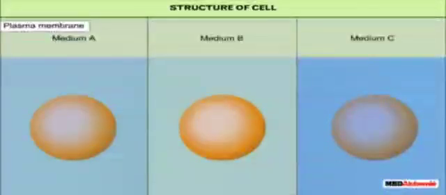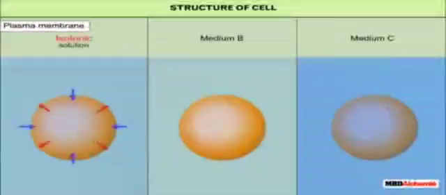Let us understand how. If the medium surrounding the cell has exactly the same water concentration as the cell, there will be no net movement of water across the plasma membrane. Such a solution is called isotonic solution.